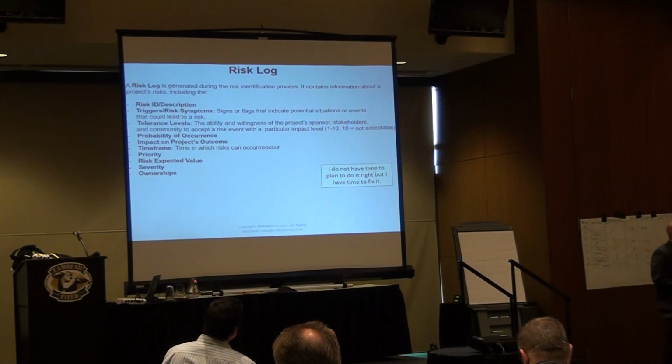I have a risk expected value. I'm sorry, I have a risk catalog now. The risk catalog is a list of all the risks that can happen on your project. Who builds the risk catalog? Team and project manager, right?